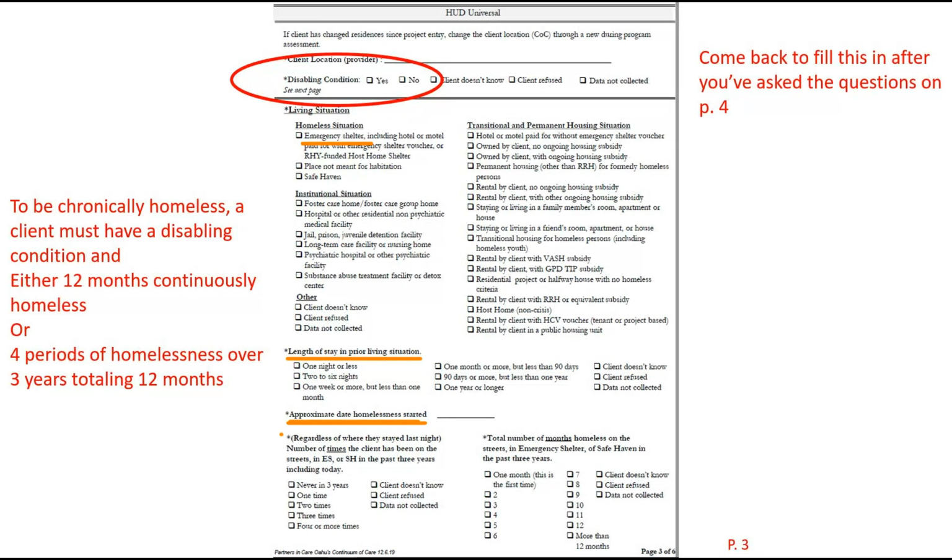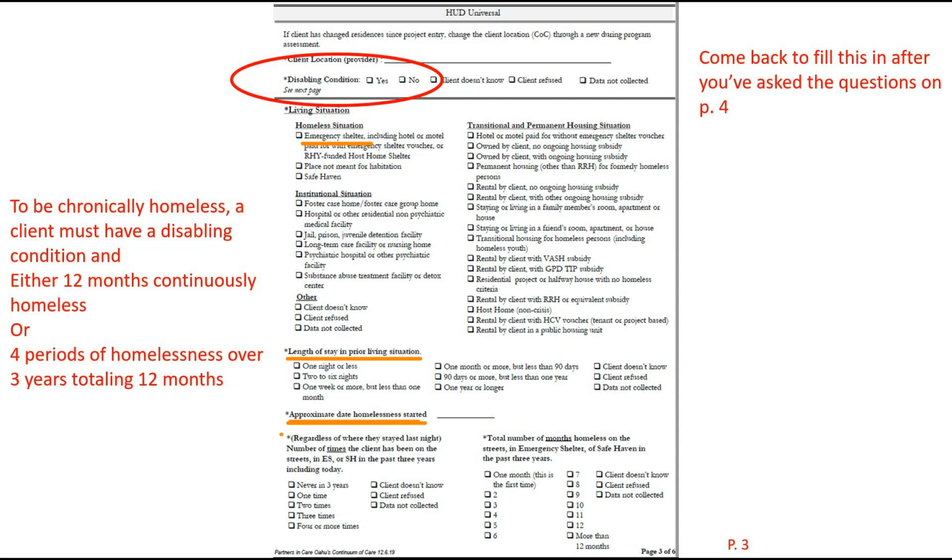HUD recognizes that it's difficult to get an exact day. If people have been homeless for a long time, they might not remember when they became homeless. As best you can, please narrow it down to the month and the year. And so if you can get somebody's answer of July 2017, you can put the first of the month, July 1st, 2017.